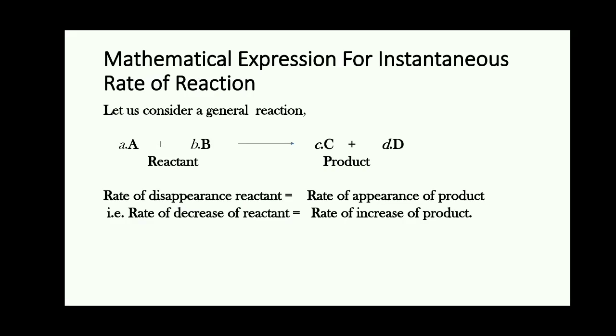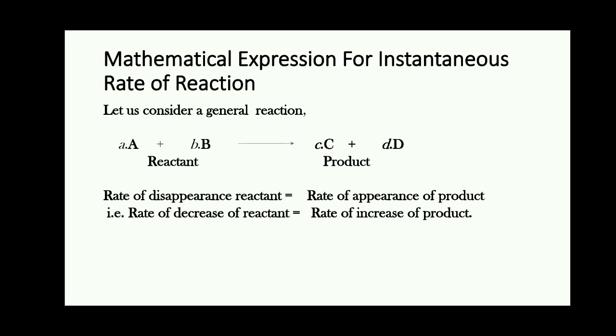That means the rate of decrease or rate of disappearance of reactant A as well as reactant B is the same. And if we talk about the products, then the rate of formation of C and the rate of formation of D remain the same, which means the rates of formation of products C and D are the same.